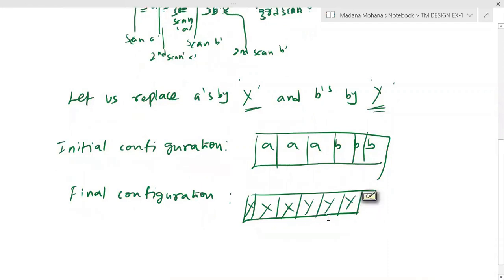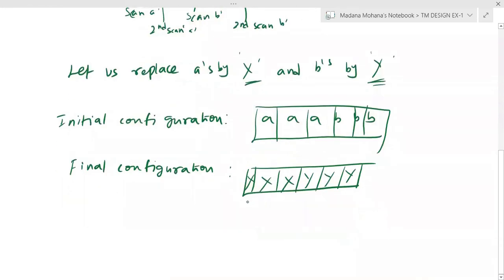So whenever the final configuration is reached, here we can see it is equal. The 3 A's are replaced with the same symbol X, then the 3 B's are also replaced with the same symbol Y.